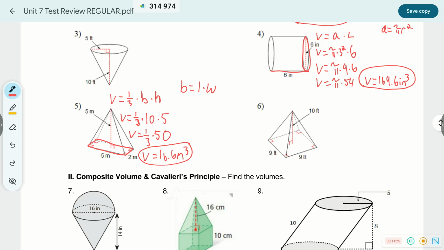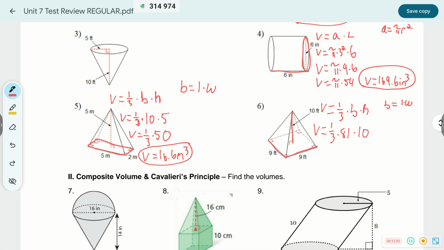Okay, same thing for this. It's super simple. Volume equals 1/3 times base times height. The base is the length times the width. So our length is this times the width, which is this. That's our base. For the volume equals 1/3, 9 times 9, which is 81, times the height, which is 10. This is our height.